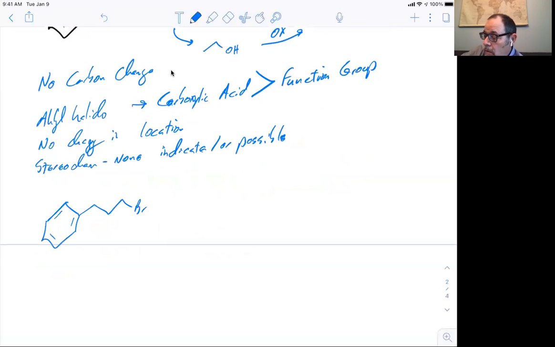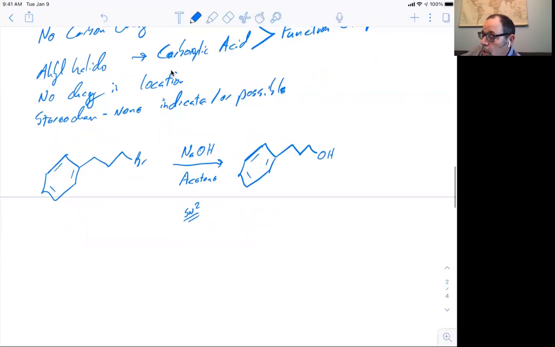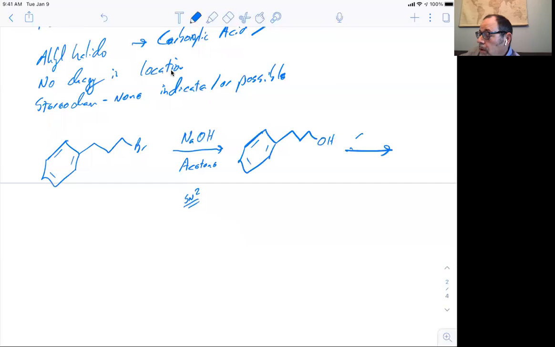Okay, so if we look at this one, we can start with our bromide. We can change that to the oxygen. And in this case, we can do the sodium hydroxide, maybe in acetone. So this is the primary group. We're going to get the SN2. So what we want is an SN2 type substitution. And then to go to the carboxylic acid, we want to do a full oxidation. And so we can use something like the chromic acid and sulfuric acid to fully oxidize that up to the carboxylic acid.